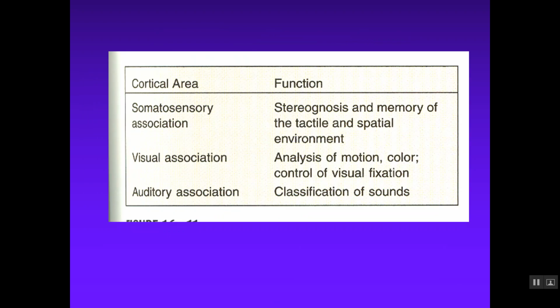Somatosensory association areas are where you actually perceive things like stereognosis, and you have memory of the tactile and spatial environment, where you actually formulate what is this object I'm holding and make sense of that object. Visual association areas are for analysis of motion, color, and control of your visual fixation. Remember, once you lock onto an object, that occipital lobe helps track it, but then also you analyze the motion and the color of it. Okay?